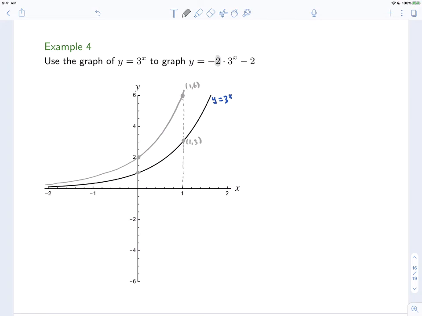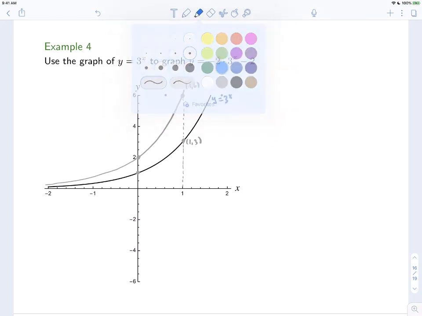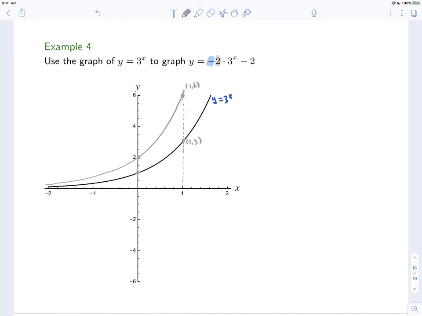So the next thing I want to do is reflect it. So let's change the color and we'll reflect it. So now all of these points just go down here. So 2 goes to negative 2. So it'll go to negative 2. And 6 goes to negative 6. So that's going to be down here, like so. And now we connect it. We're just doing a rough sketch here. Now the last thing that we want to do is translate everything down by 2.